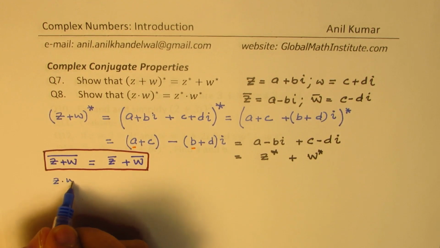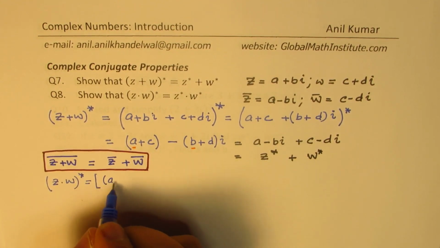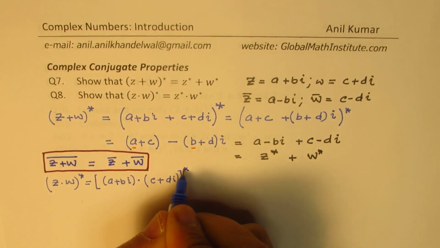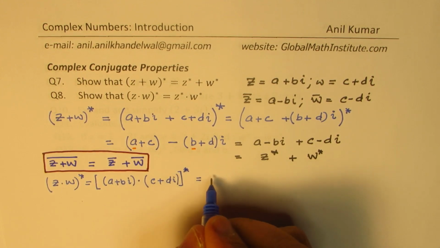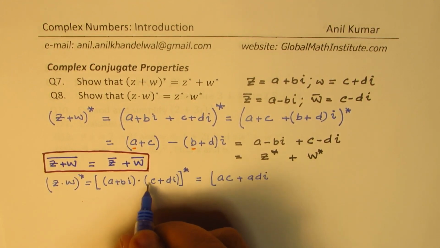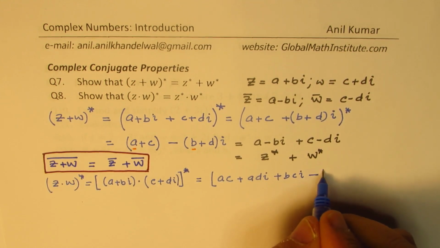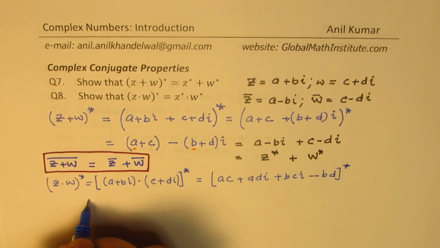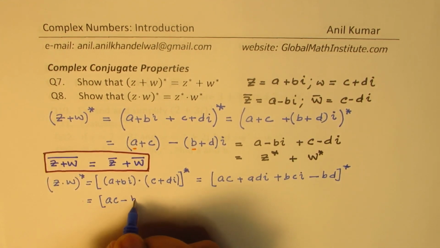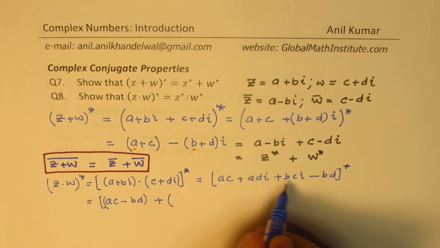So the product of two complex numbers and then their conjugate, we can write like this: a plus bi with c plus di, and then we'll do their conjugate, right? So when you multiply, you get a times c, a times di, b times ci, and when you multiply these, i squared is negative, so you get minus bd. And combining the terms, we get ac minus bd. So that's the real part. And the complex part here is plus (ad plus bc) i.